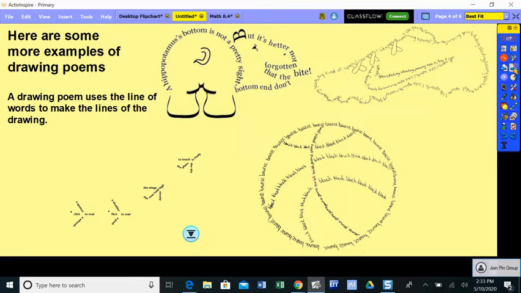Since we read a poem about hippopotamuses earlier this year, let me read this one.